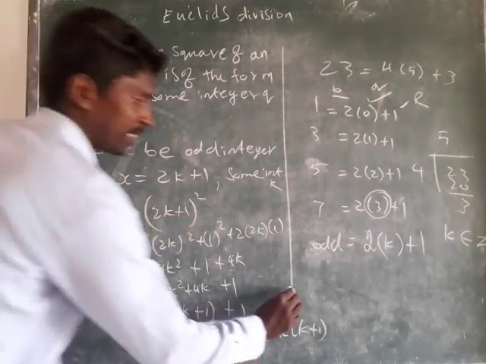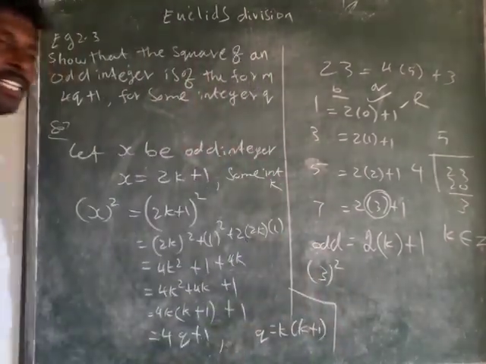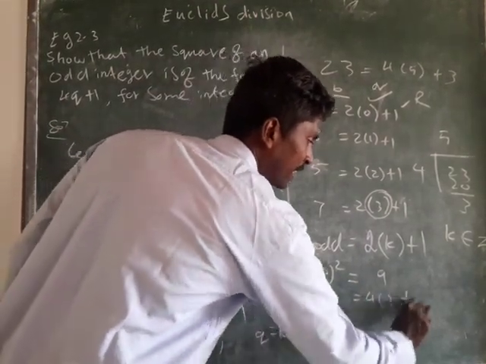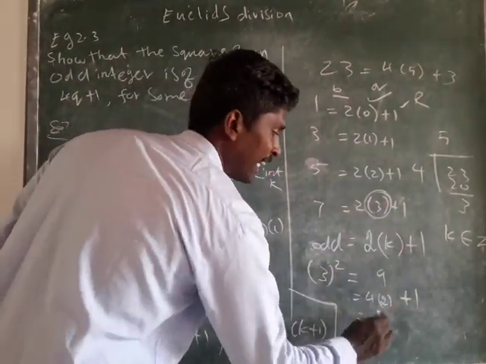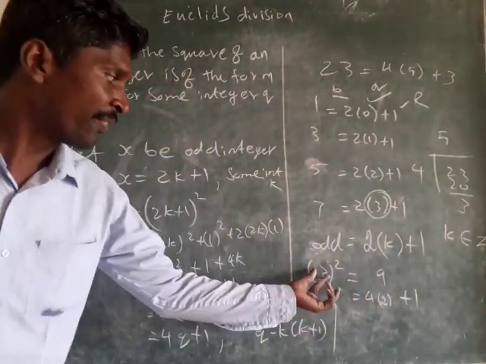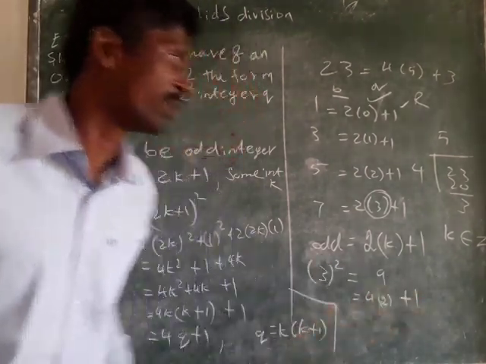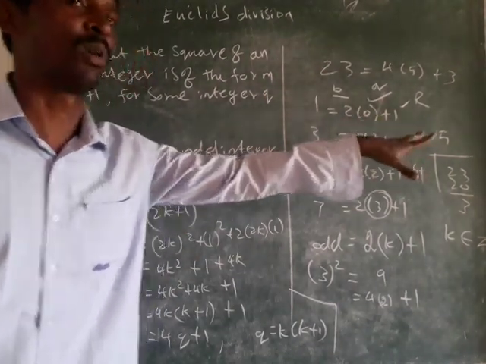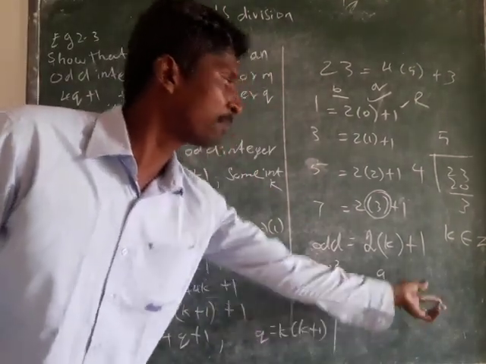I give an example in numbers. For example, take 3. If you take 3 squared, what is the answer? 9. 9 I can write as 4 into some other value, I take 2. 4 twos are 8, plus 1, 9 will come. Does it satisfy the condition? So if you take the number 3 and square it, we can write it as 4 into some integer plus 1. Without the square, you can write 2 into some integer plus 1. If you take the square of any odd number, then we can write 4 into some integer plus 1.